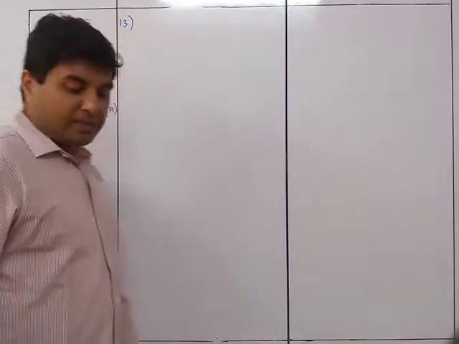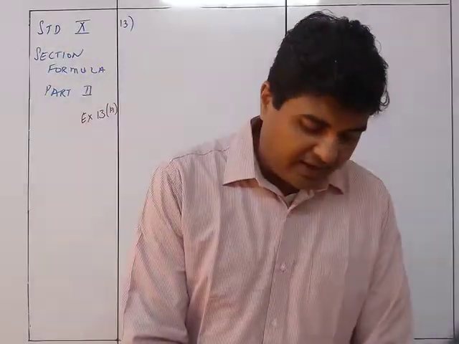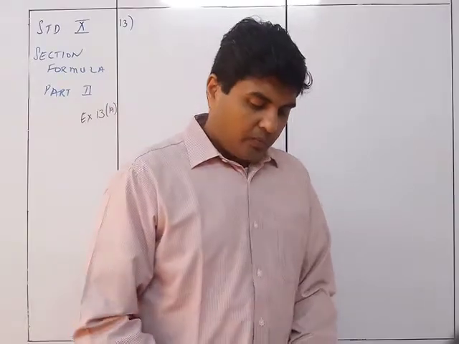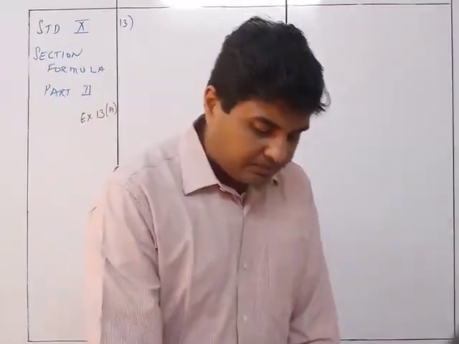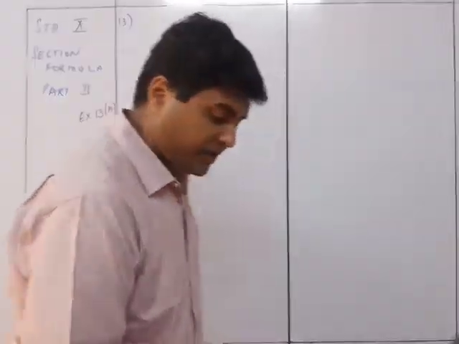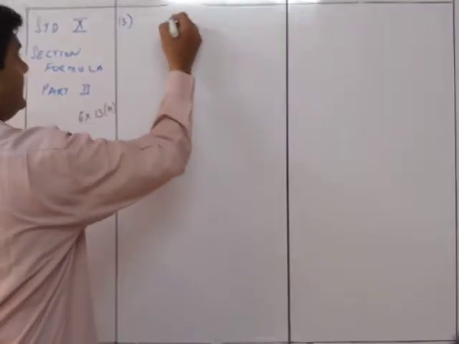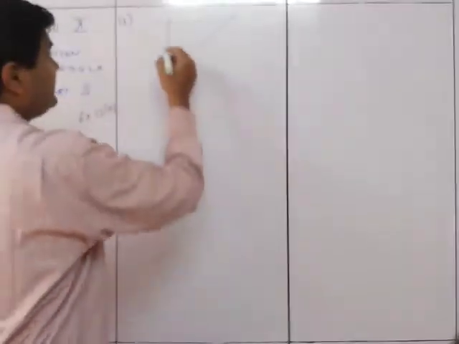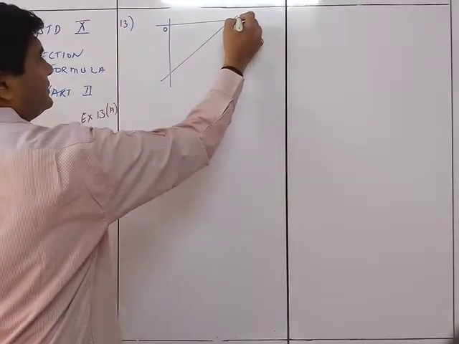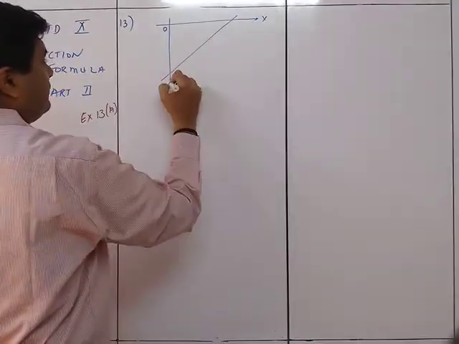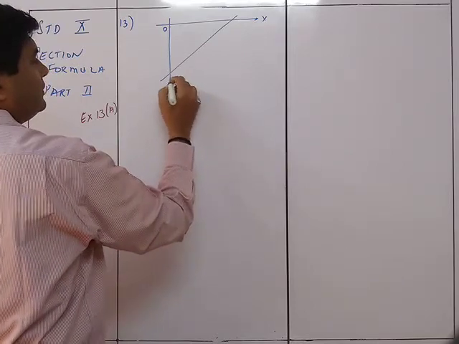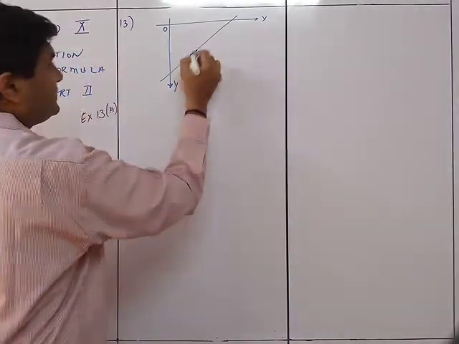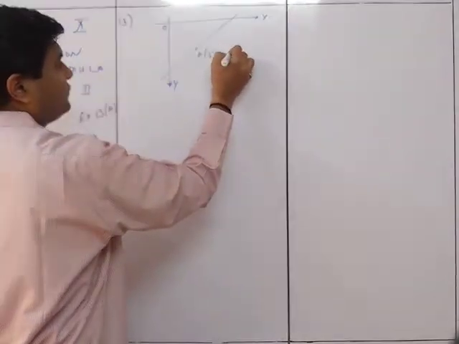We now move on to sum number 13 of exercise 13A of section formula from Concise. A diagram, a figure, is given to you. They are given that this is the origin, this is your x-axis and this is the y-axis. Here they are given a point P, which is P(5, -4).